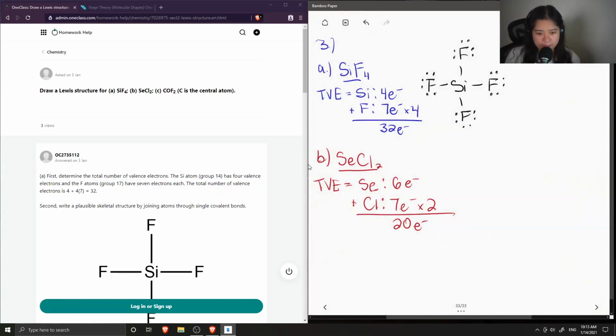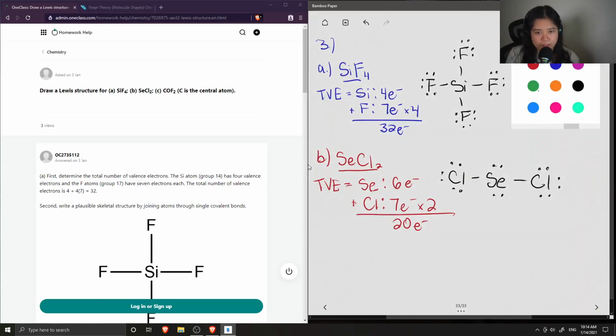And selenium will be our central atom, and it'll just be single bonded to both of the chlorines. And each of the chlorines will have their lone pairs. So if we count out the electrons I have so far, we only have 16. So for the remaining 4, I'm just going to add them as lone pairs on the selenium. And now everything should have a full octet. And we have a neutral molecule and the right number of valence electrons.